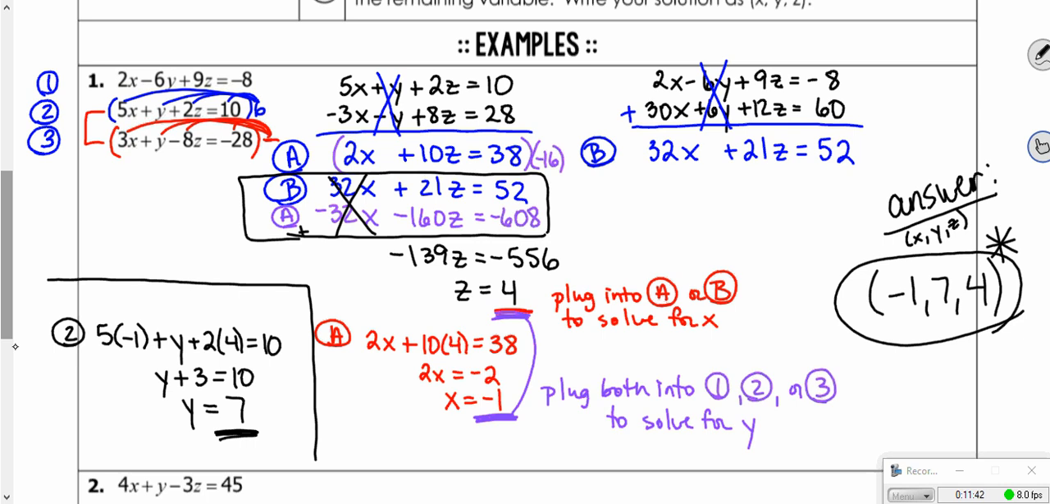And yes, these take a while, unfortunately. Okay, so again, pick two equations that you can easily eliminate a variable. Pick 2 different equations that you can eliminate the same variable. Then combine those 2 new equations together to eliminate and start solving. Okay, let's look at another one.